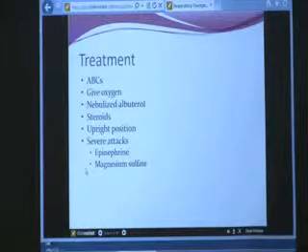Treatment's the same: ABCs, oxygen, nebulized albuterol, steroids, keep them in an upright position. In the severe attacks, you can use sub-Q epi. You can actually put them on an epi drip. Terbutaline, I don't think you guys carry terbutaline. That's the other thing that we sometimes do. And if I have a severe asthma patient, they all get mag.